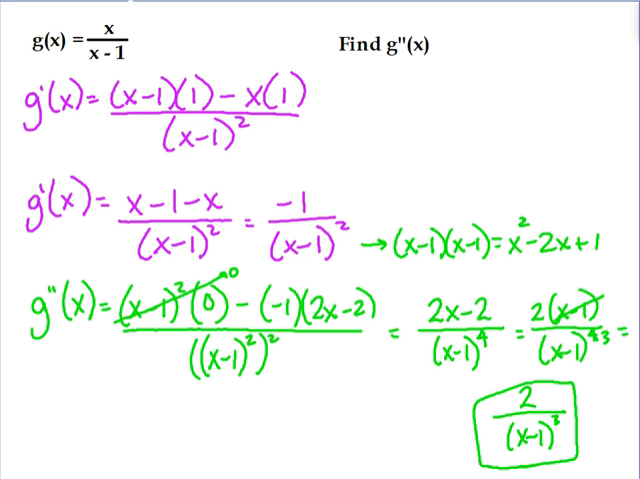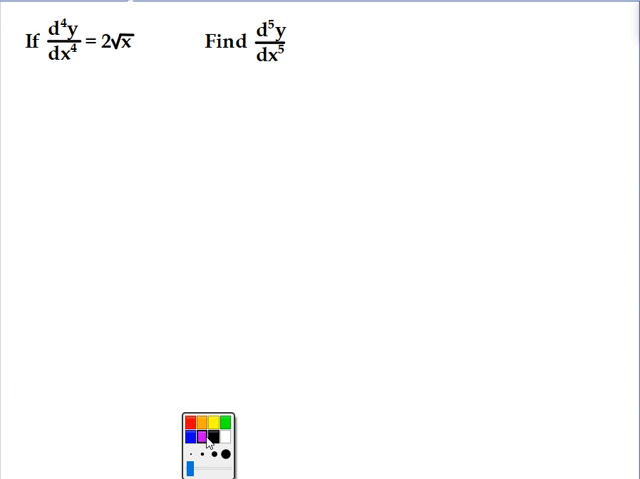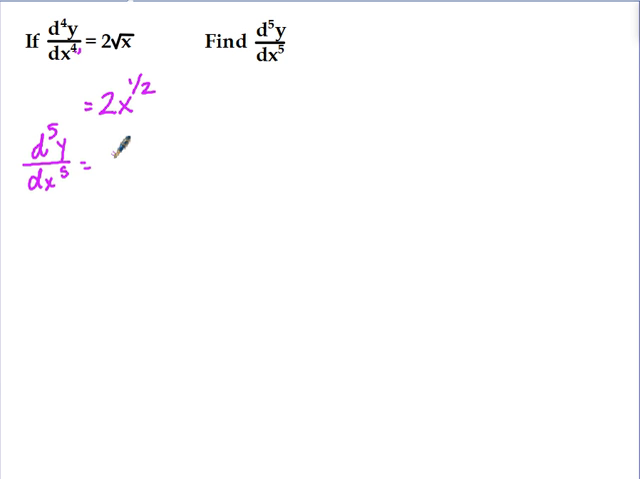So for this next one, they're asking me to find the fifth derivative, but they give me the fourth derivative. So if they give you the fourth and they're asking for the fifth, you only have to take the derivative one time. So the fifth derivative is just going to be 1x to the negative 1/2. So you have to pay attention to what they are giving you. If they give me the original function, then yes, I would have had to take the derivative 5 times. But they're already giving me the fourth derivative, so you only have to take that derivative once.